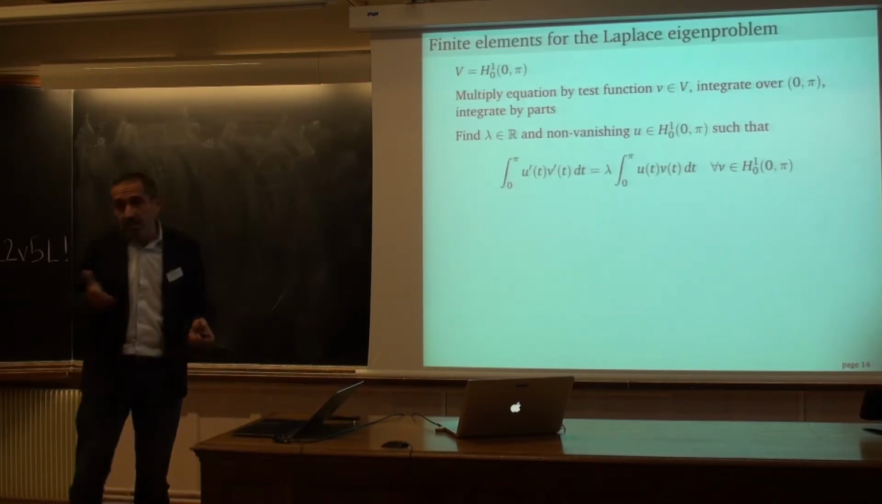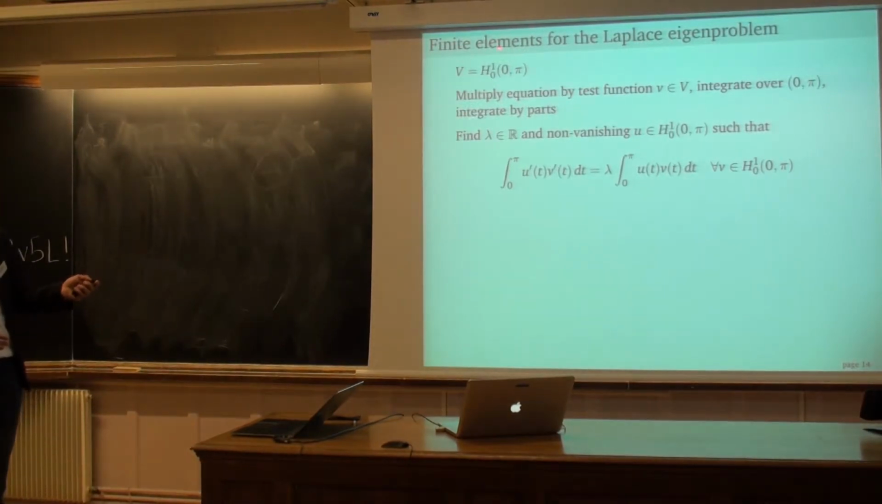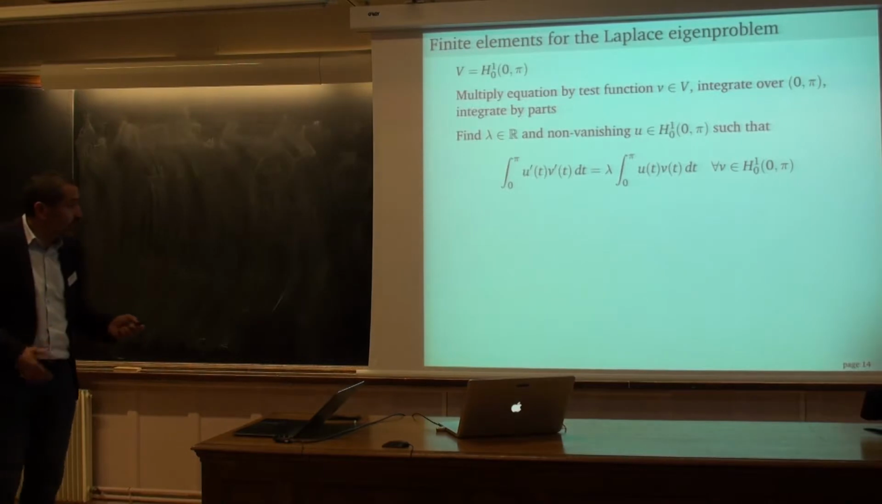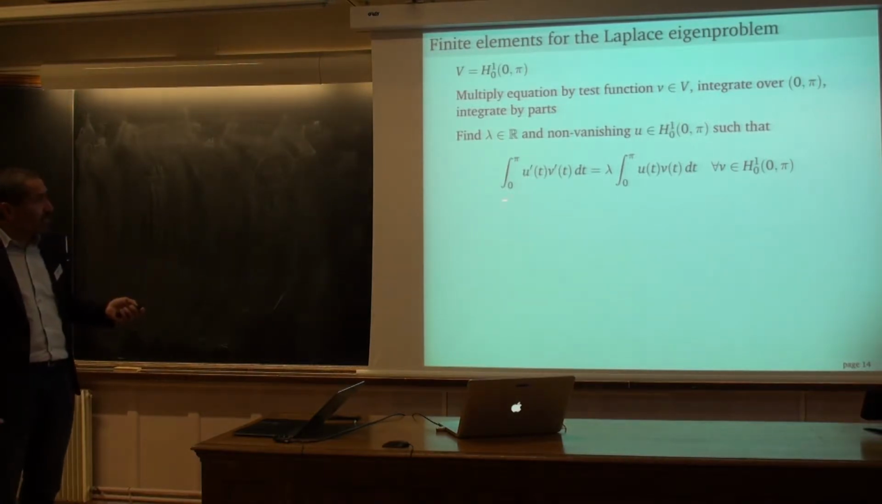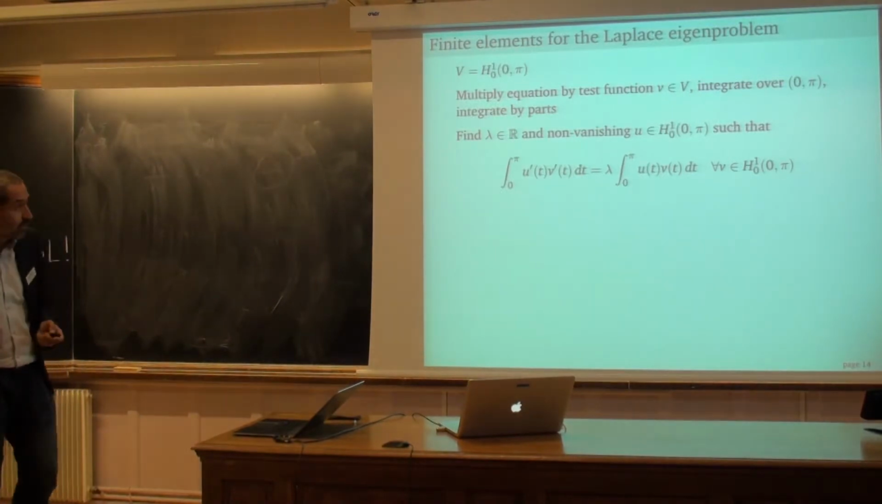Let's go to finite elements, just to see that finite elements is something also plausible. So you need a functional space. Let's take H^1_0, which is the natural space for this equation, multiply by a test function, and integrate by parts. This is your variational formulation. Okay? The usual variational formulation for the Laplacian.